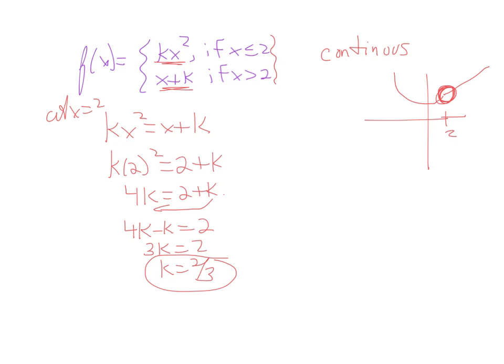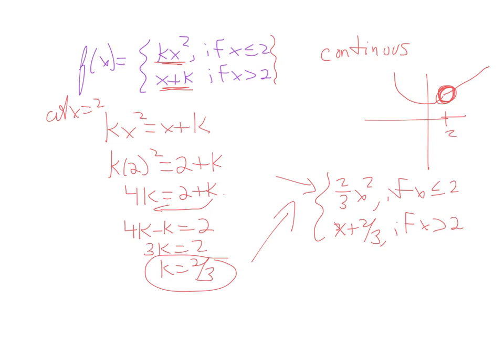And so if the k value is 2/3, in other words, the function then would be 2/3 x squared if x is less than or equal to 2, and x plus 2/3 if x is greater than 2. Then the function will be continuous because right at 2 we'll have the same y value for both functions. So wherever it leaves off on this function, it's going to pick right up again at x equals 2 at the same y value for the second function.